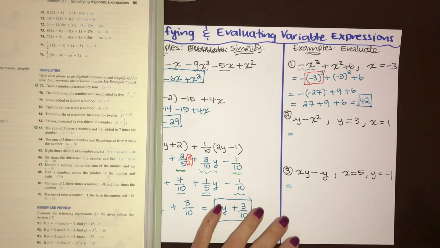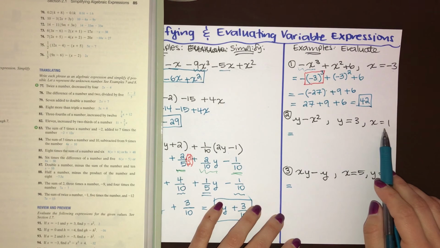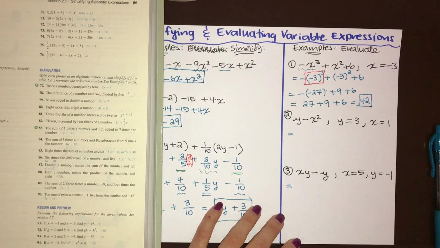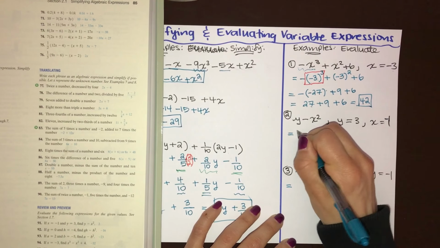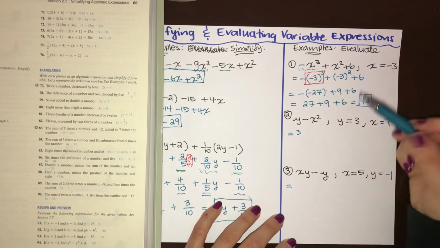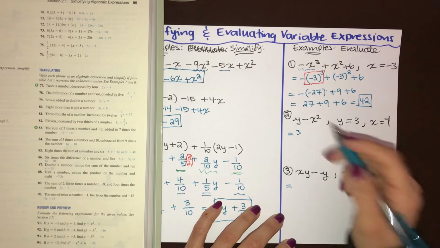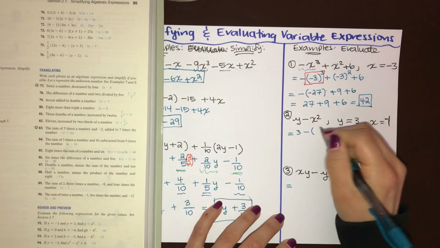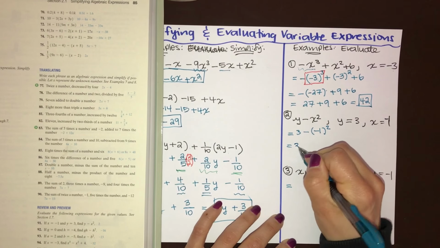Example 2, here's the expression. In this case, we have two different variables. Y is 3 and x is -1. So we're going to replace. So replace y with 3. I don't need parentheses because I don't have any exponents or negative signs. You do need parentheses here. Negative parentheses -1 squared. 3 comes down.